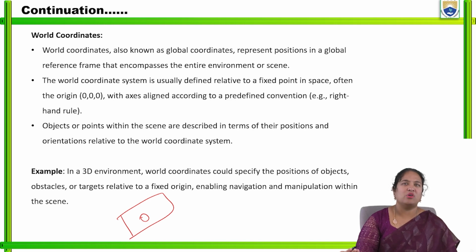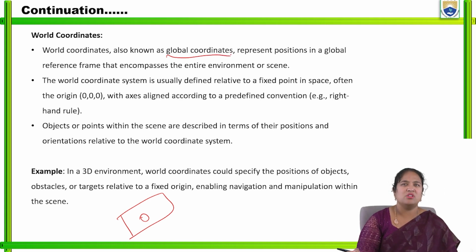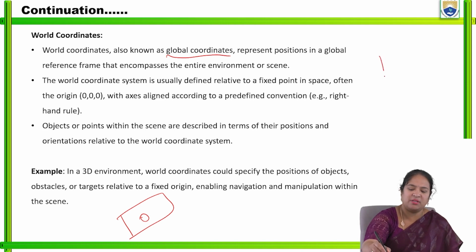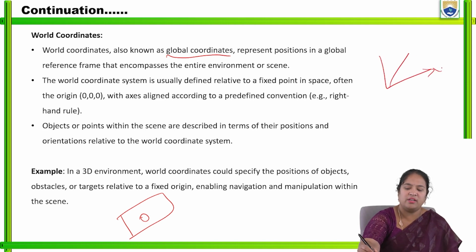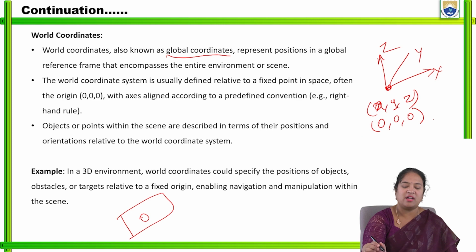The world coordinates are also known as the global coordinates, which represent the position in its surrounding frame that encompasses the entire environment. Right, so this can be taken at different angles. It can be taken in the x, y, and z coordinate system, or we can take 0, 0, 0 when it is at a constant position. It is the origin, that is, at its origin we are considering, right?